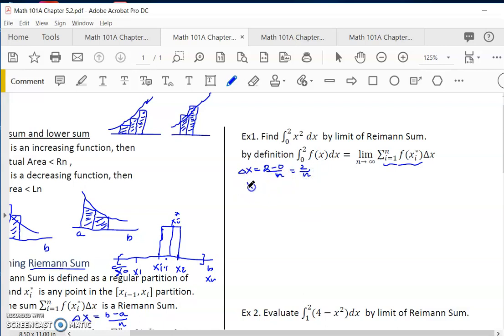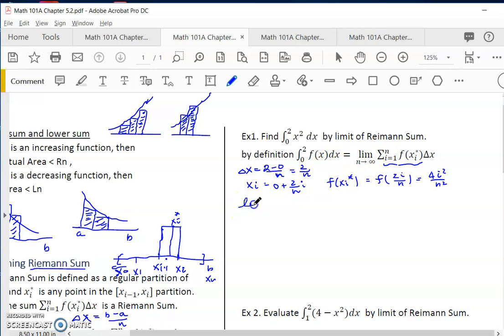What is xi? Because we start from 0, it will be 0 plus, every time I advance 1, I do 2 over n times i, because it's delta x times i. So f of xi on the right endpoint would be f of 2i over n, right? Because 0 I don't have to do. But my f of x is x squared, so that means 4i squared over n squared, right? That is f of xi.